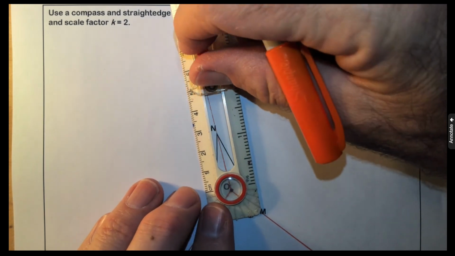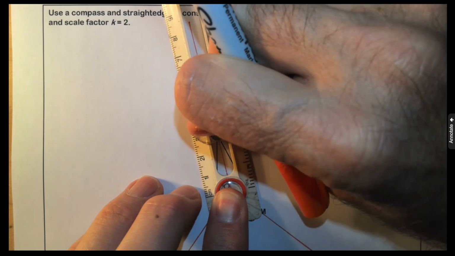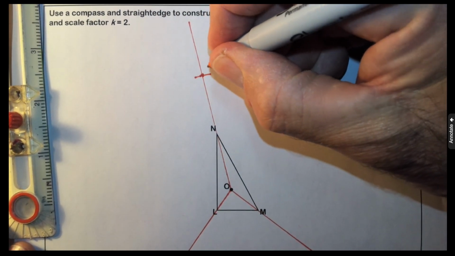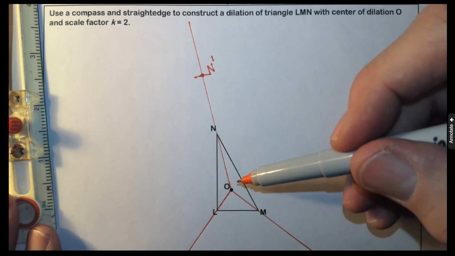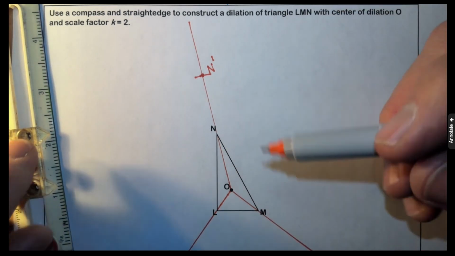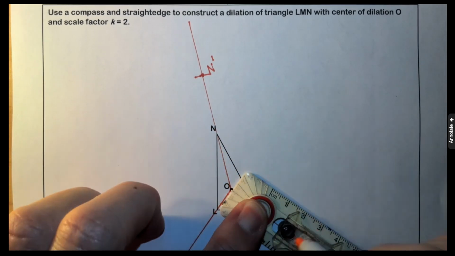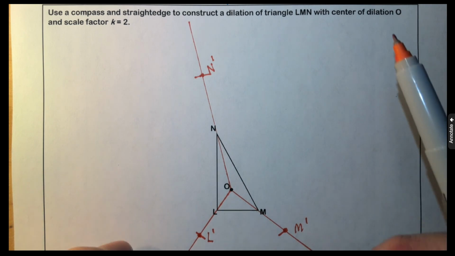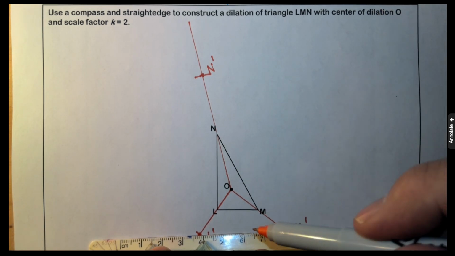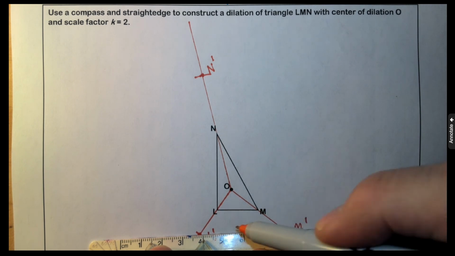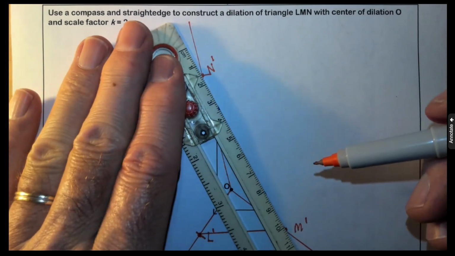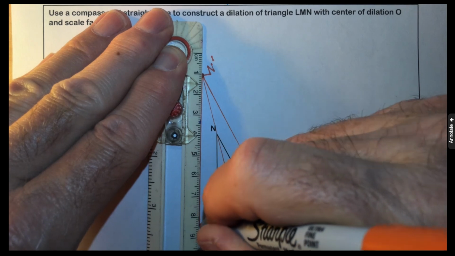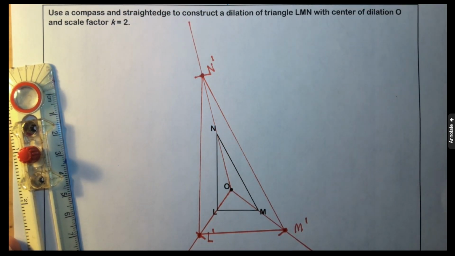So I'm going to set my compass from O to N. And then I'm going to go to point N and mark off the spot where N prime is going to be. So you can see the distance from O to N prime is twice the distance from O to N. Now I'm going to do the same thing from O to M and O to L. So now that I have points N prime, M prime, and L prime, this is going to be an enlargement where every side of my pre-image, triangle LMN, is half as long as my image. So the scale factor is 2 because every side of the image is twice as long as the pre-image.